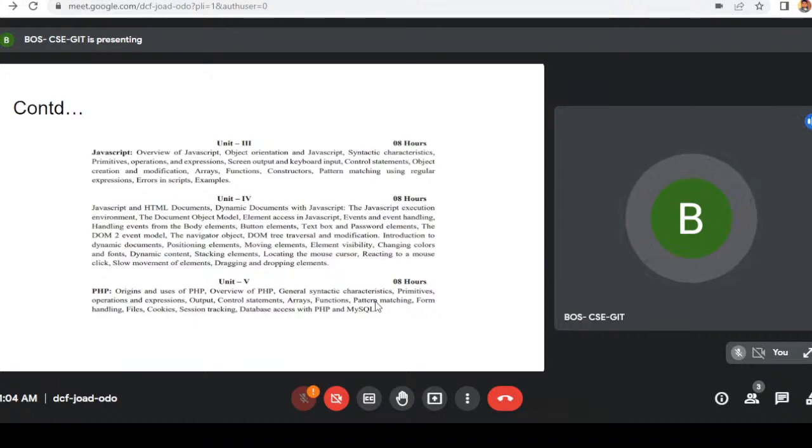Then unit 3 comes your JavaScript, which is like the main person here. So overview of JavaScript, object orientation and JavaScript, syntactic characteristics, the operations, expressions, screen output and keyboard input, control statements, object creation, modification, arrays, functions, constructors, all these things.